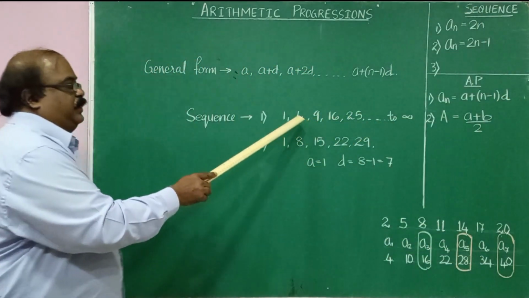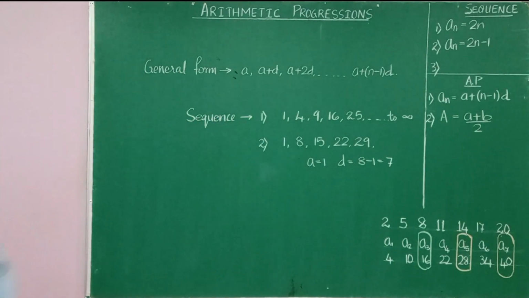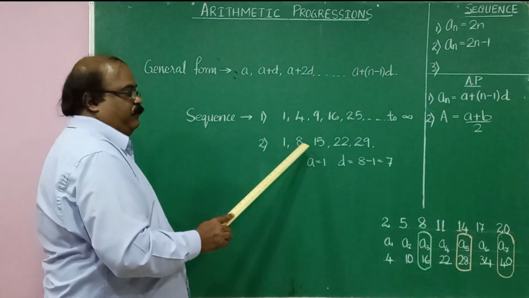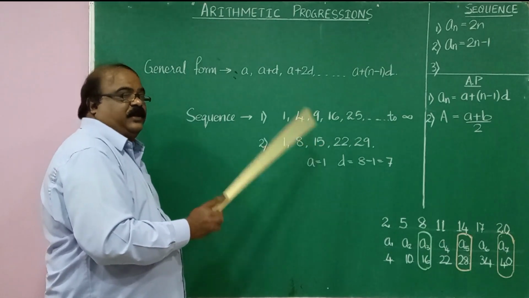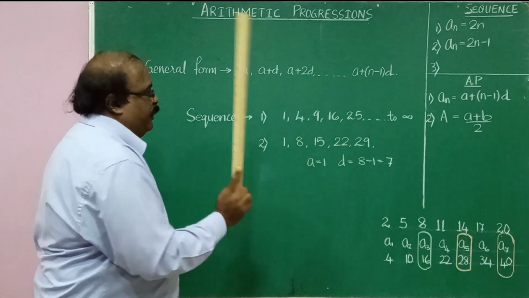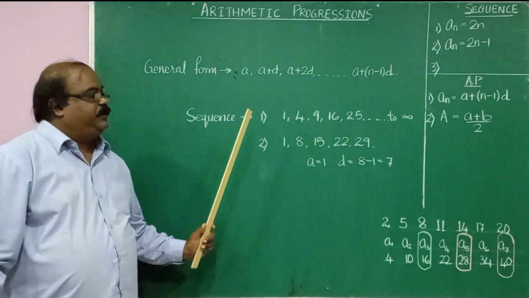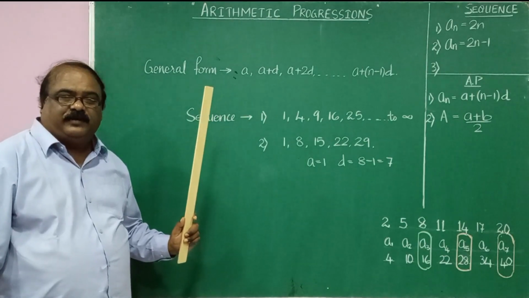The first sequence on the board is an infinite sequence of perfect square numbers. The second one is a finite sequence. A sequence having a finite number of terms is called a finite sequence. A sequence with an infinite number of terms is called an infinite sequence.